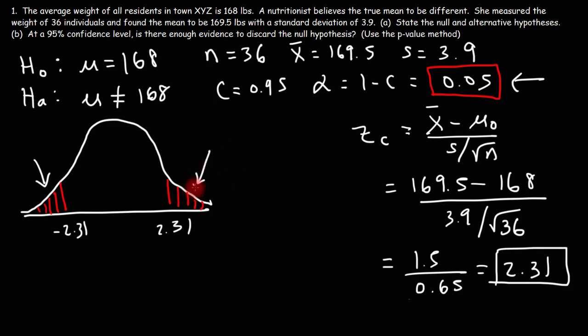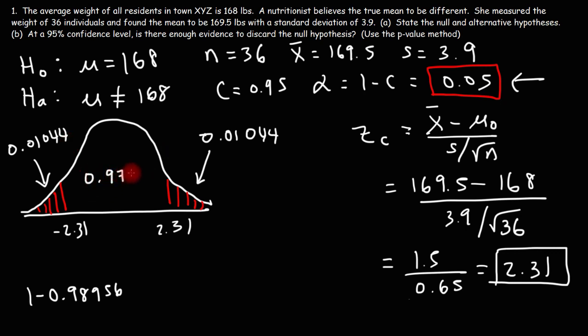So to calculate this area on the right, it's going to be 1 minus 0.98956. So this is 0.01044. And on the left side, this is going to be the same. So in the middle, it's 0.98956 minus 0.01044. We don't need that value, but if you want to write it, here it is. This is the area of the region that is not shaded.